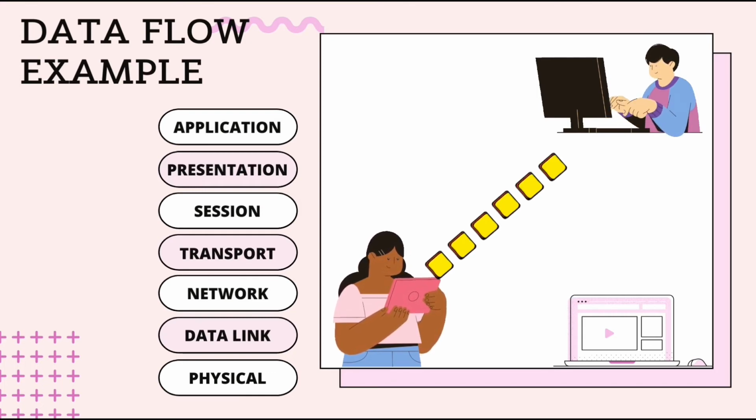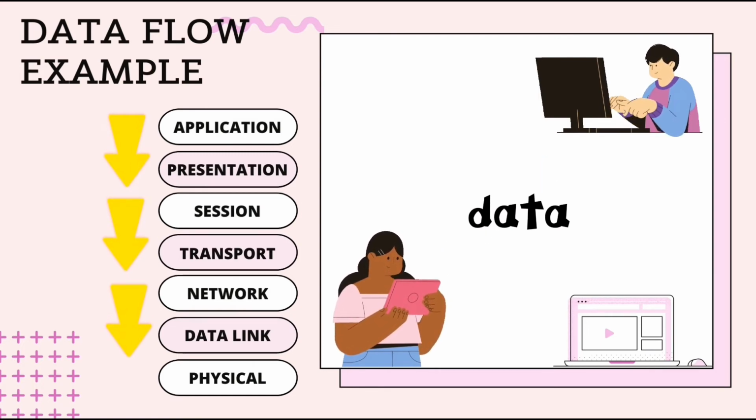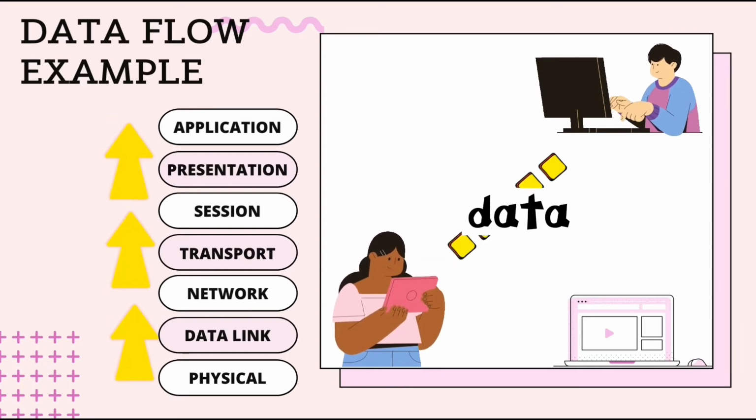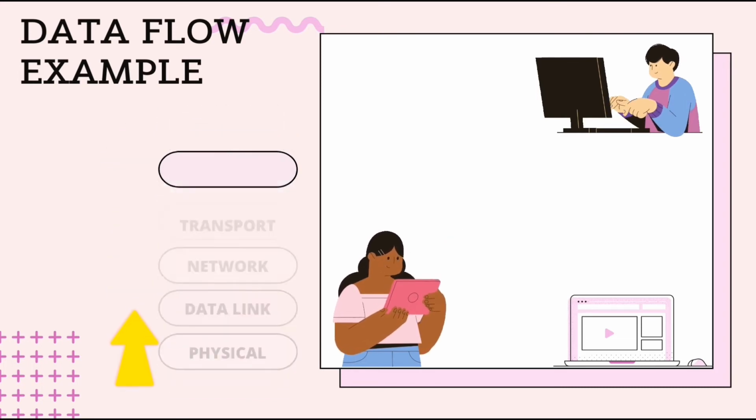Using the 7 layers method, data travels from the sending computer down through all the layers to the physical layer, where the data is put onto the network cabling and then sent to the physical layer of the receiving computer, where the process reverses and the data travels up through the layers to the application layer of the receiving computer.